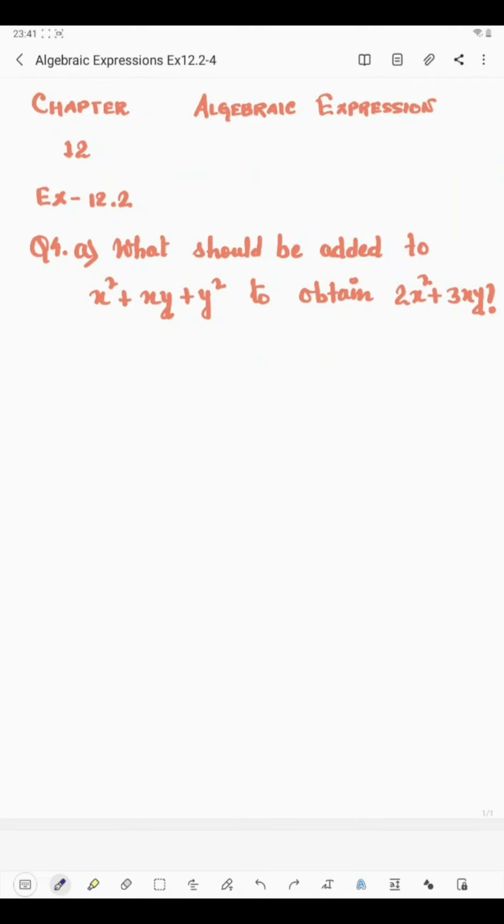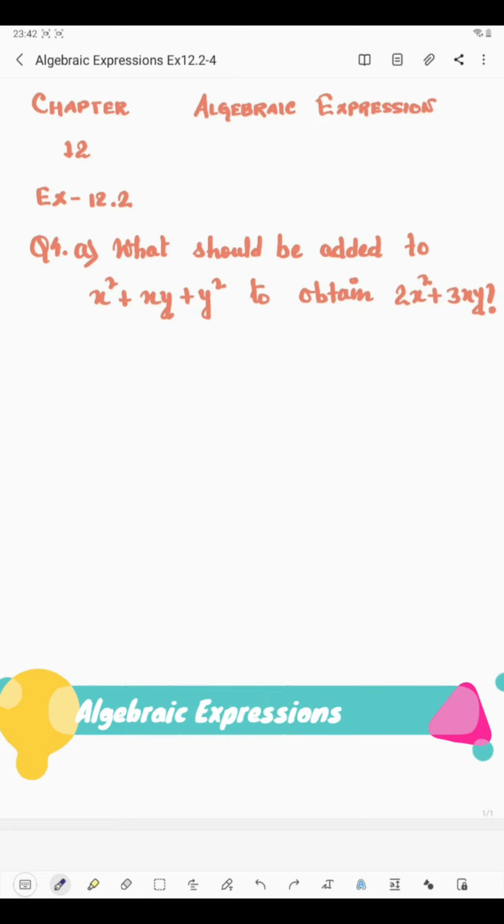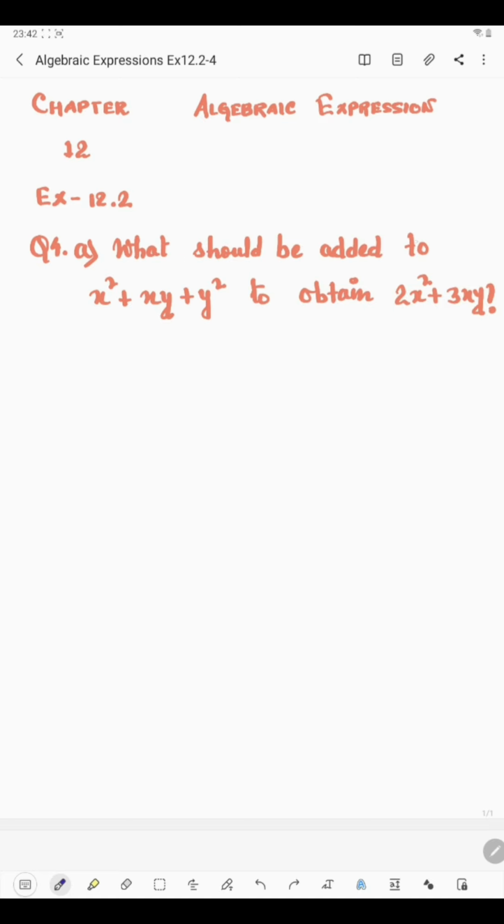Hello students, today I am going to start question number 4 of exercise 12.2. Now in question number 4, we have: what should be added to x square plus xy plus y square to obtain 2x square plus 3xy? That means what should we add in this expression to get this expression.